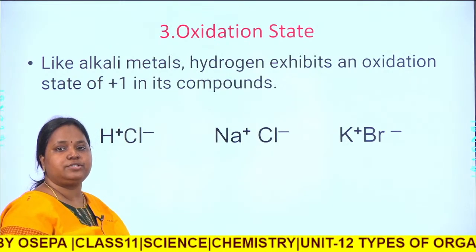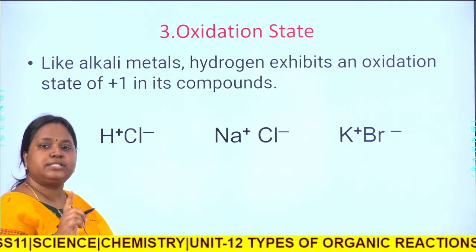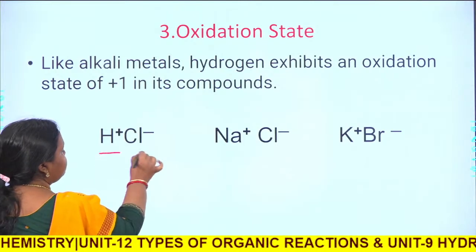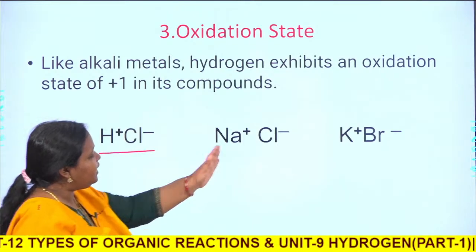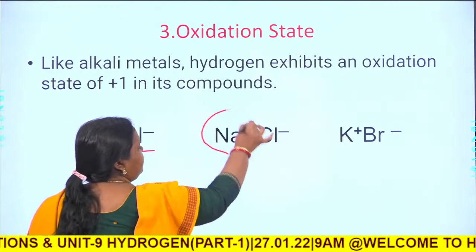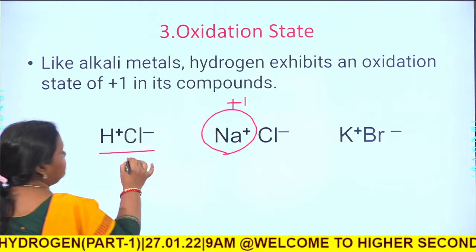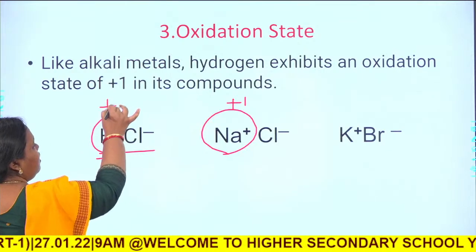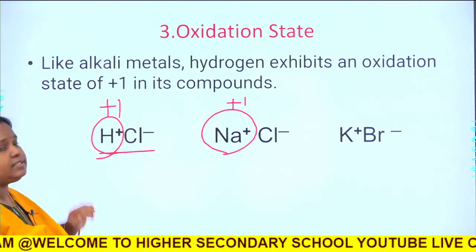Now the third similarity, oxidation state. Your alkali metal shows +1 oxidation state. Similarly, hydrogen also shows +1 oxidation state. Just as NaCl is formed, HCl is formed. In Na+ the oxidation state is +1. Similarly, hydrogen is also forming +1 in its compounds. Okay.